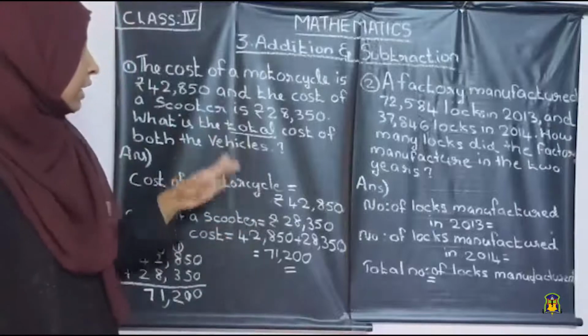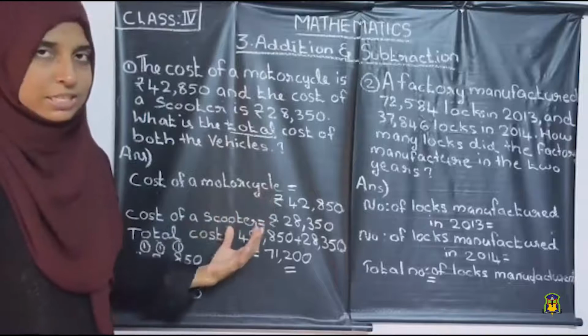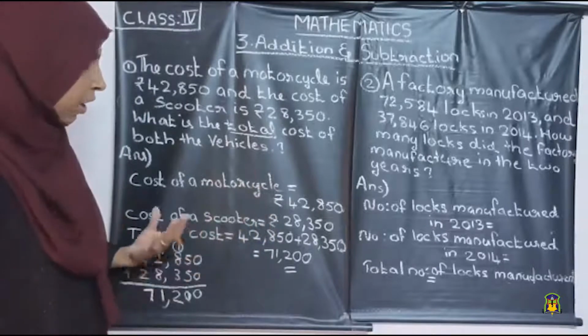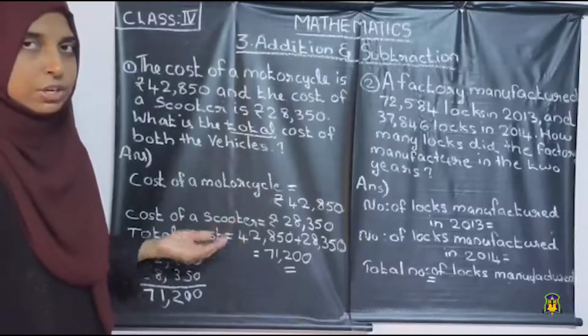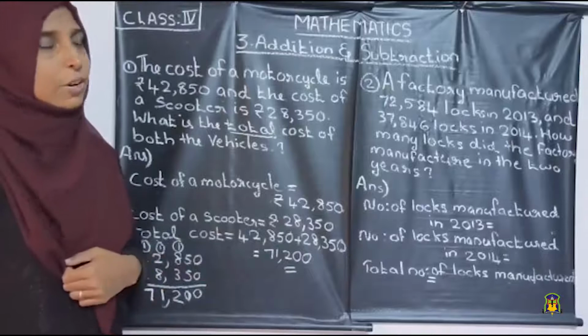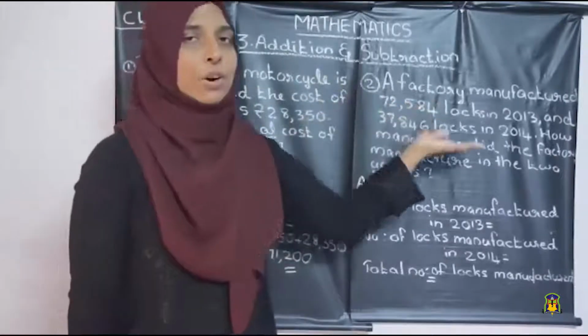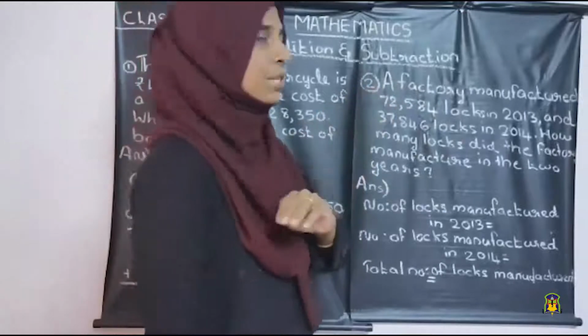So here the given facts we write as the first steps. Then we write what we want to find, that is the total cost. Then we can add and find the answer. Okay children. Next we are going to do the second problem. Okay, so read the question children.